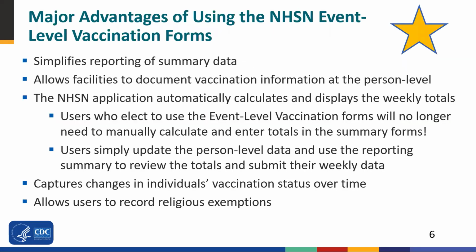There are many advantages to using the new event-level vaccination forms in NHSN. The event-level vaccination form simplifies reporting of summary data for the users. The NHSN application automatically calculates and displays the weekly totals. Users who elect to use the event-level vaccination forms will no longer need to manually calculate and enter totals in the summary forms. Users simply update the person-level data and use the reporting summary to review the totals and submit their weekly data. The event-level vaccination forms also capture changes in individuals' vaccination status over time. The event-level vaccination form also allows users to record religious exemptions.